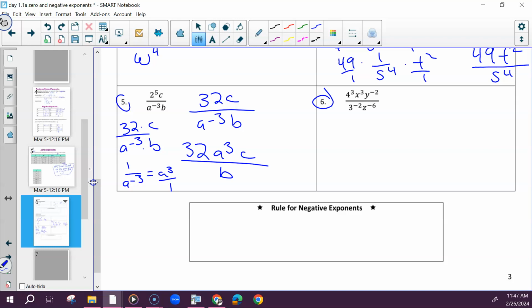Alright, 6. What is 4 to the 3rd? 64. I'm going to leave the x to the 3rd. This y squared is going to come down. This 3 to the negative 2 is going to go up. This is also going to go up. I'm just going to rewrite for right now.